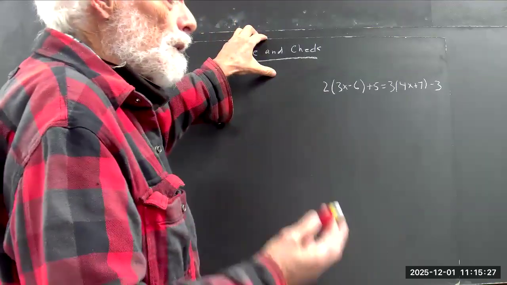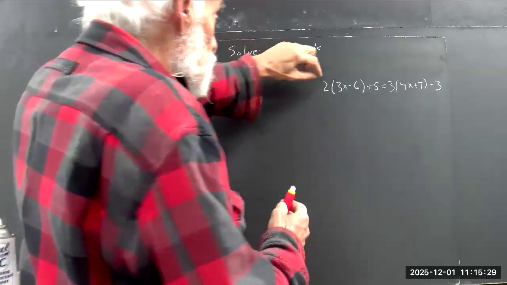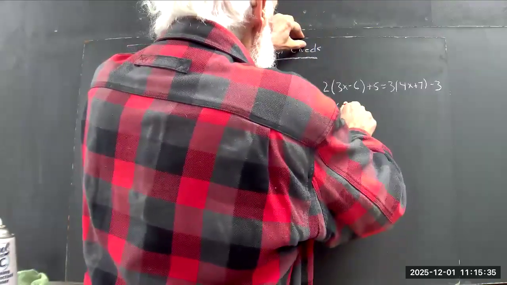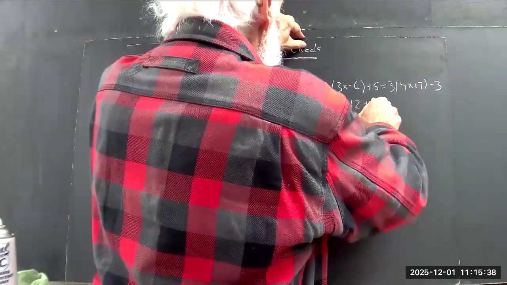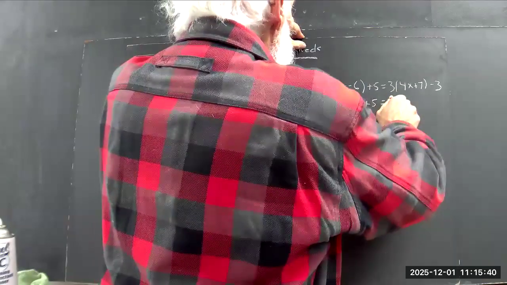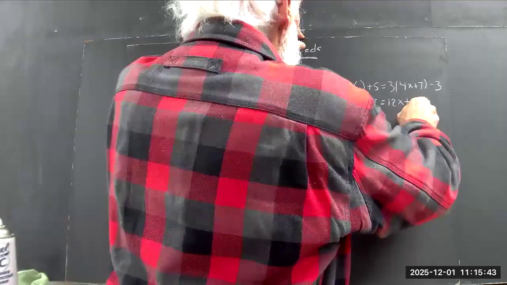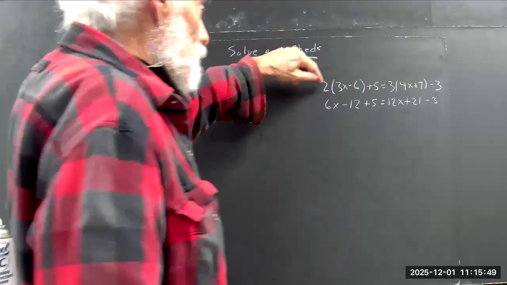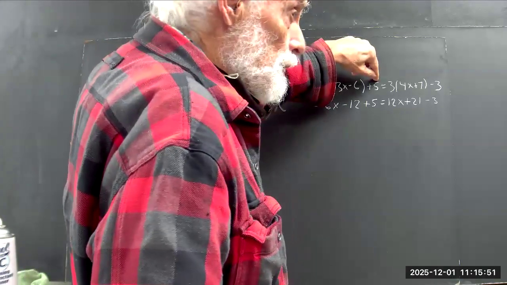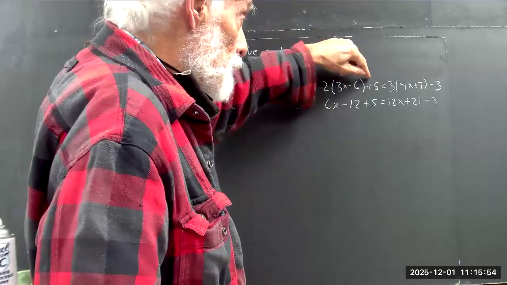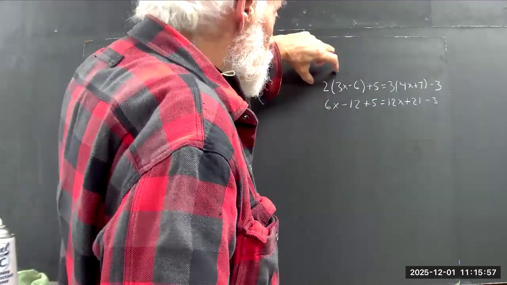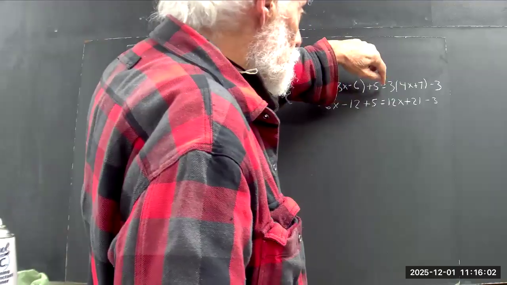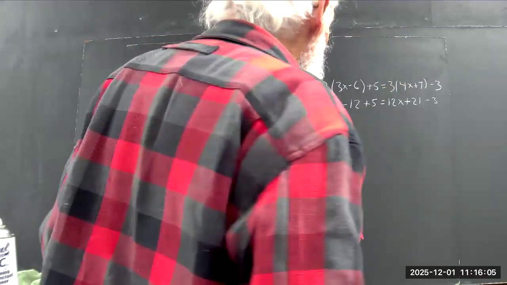Now, I'm not going to do every step because I've done that a number of times, but we have 2 times 3x is 6x, and 2 times negative 6 is minus 12. And then we have plus 5. 3 times 4x is 12x, plus 21, then minus 3. Some people get in the habit of multiplying the 5 by 2 here, but clearly you don't want to do that because the 5 is not included in what is multiplied by the 2. And similarly, the negative 3 is not included in what's multiplied by this 3.